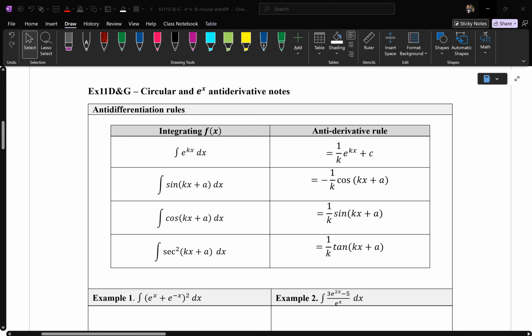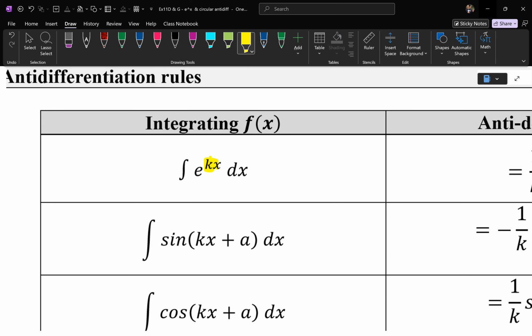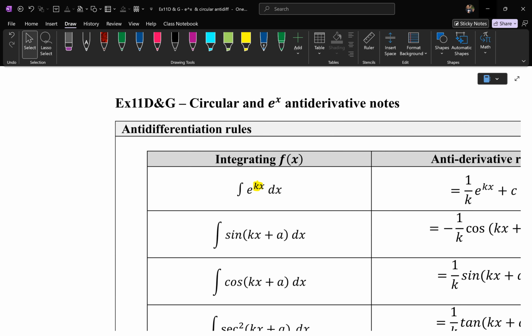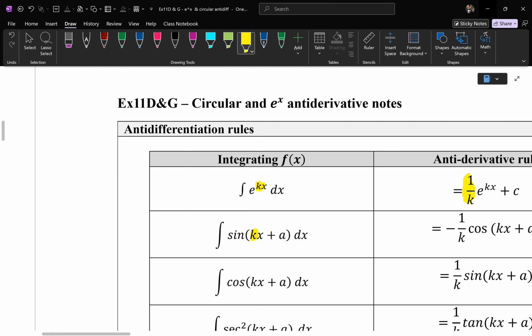All right, so you've got the antidiff rules, and again, those rules are going to be on your formula sheet, but I always think you should know them off by heart. Here we go. So e to the kx, where the coefficient of x is k. Normally when deriving you times by k, and in this case it's division, so it's 1 on k. Similarly with the sine, same thing. Usually you times by k, so now you divide.